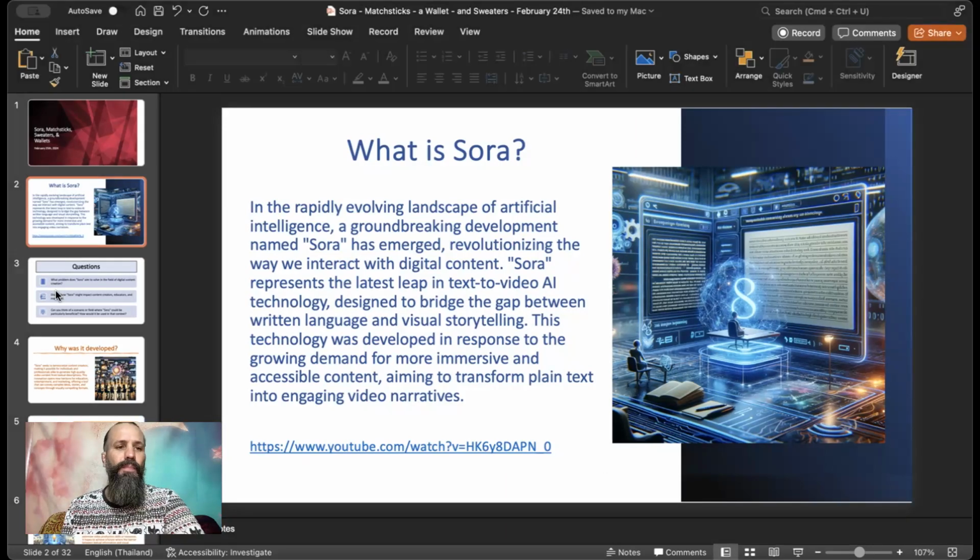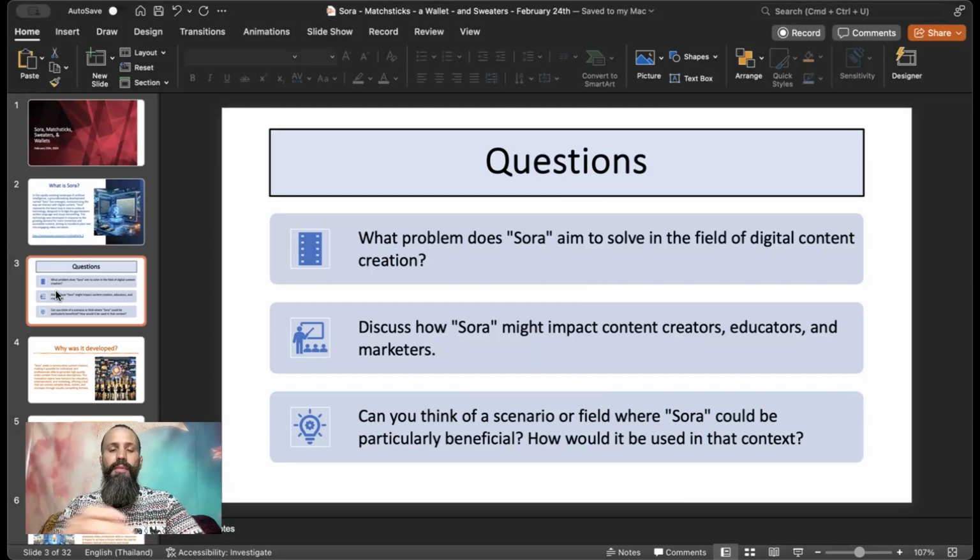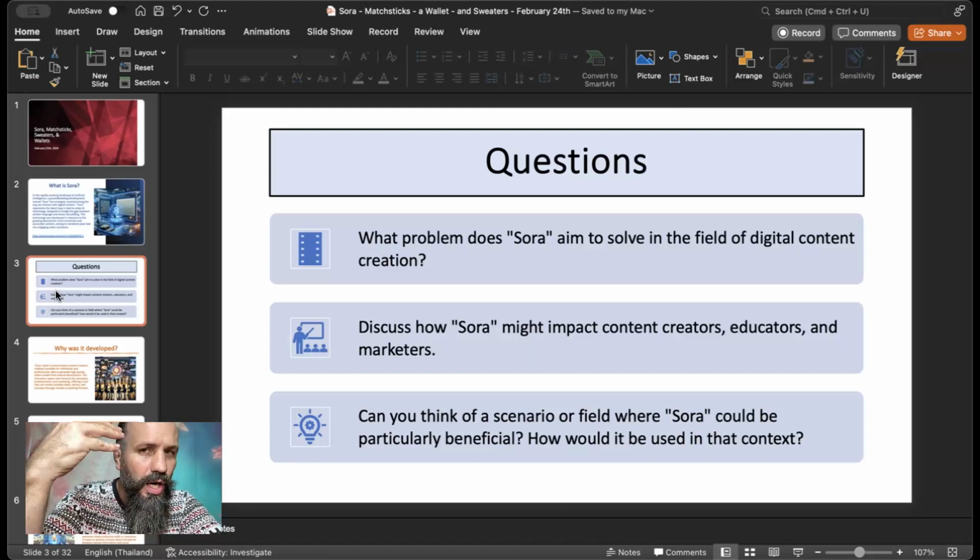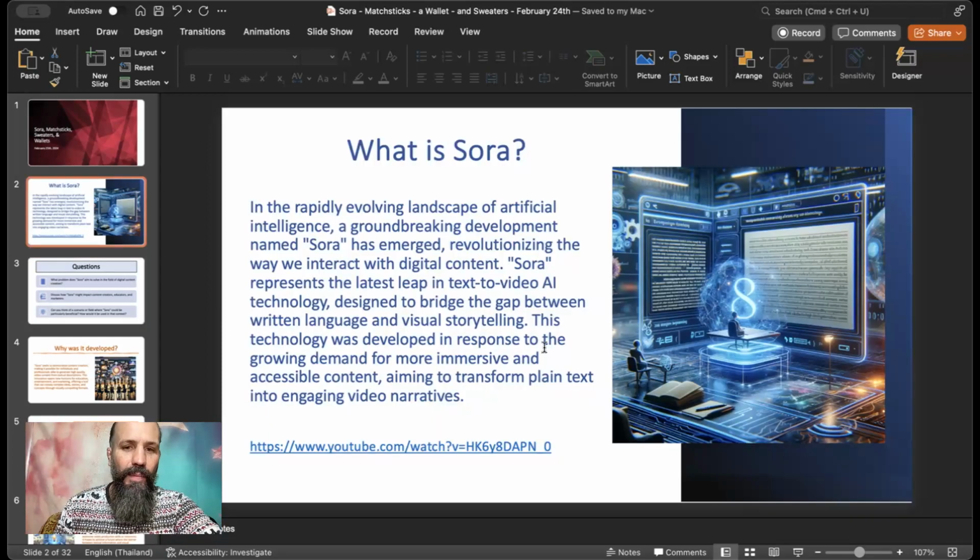Some questions to ponder are: what problems does Sora aim to solve in the field of digital content creation? Again, remember, this is advanced English. The answer here, if you wanted to take it directly from here, it says this technology was developed in response to. So that's the problem. We could say basically a growing demand for more immersive and accessible content would be a good answer for that.